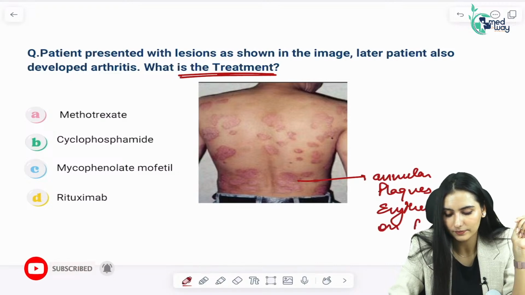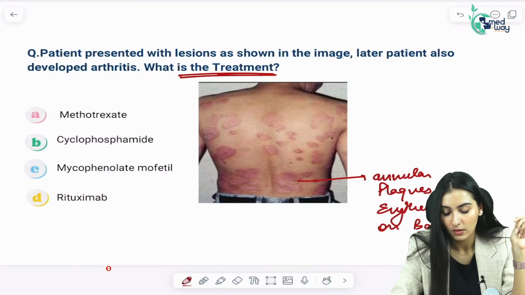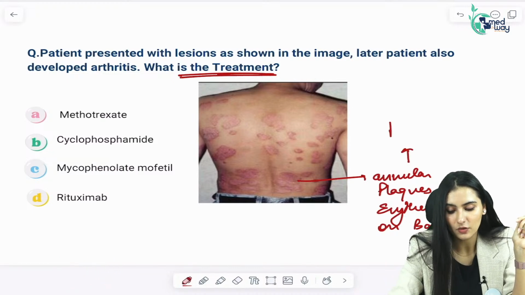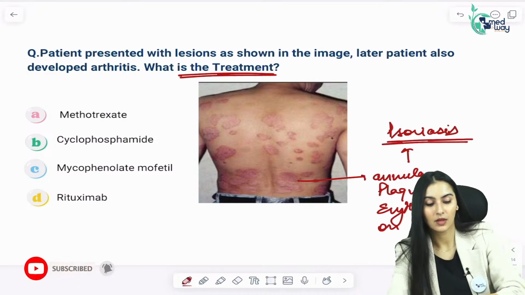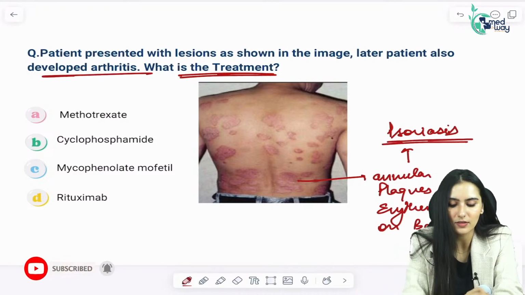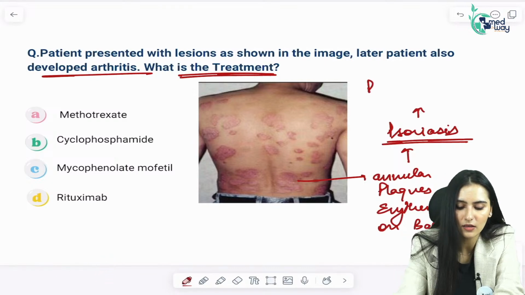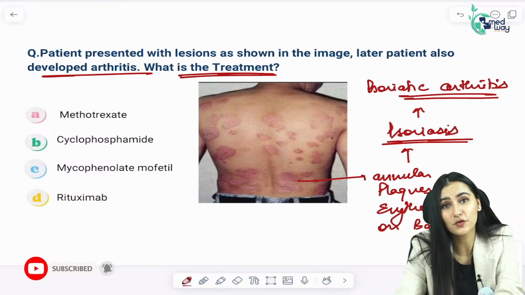On back. What does it look like? It looks like psoriasis. Okay. Now, he has developed arthritis. So, the patient, they are saying that the patient has psoriatic arthritis. What is the drug of choice?